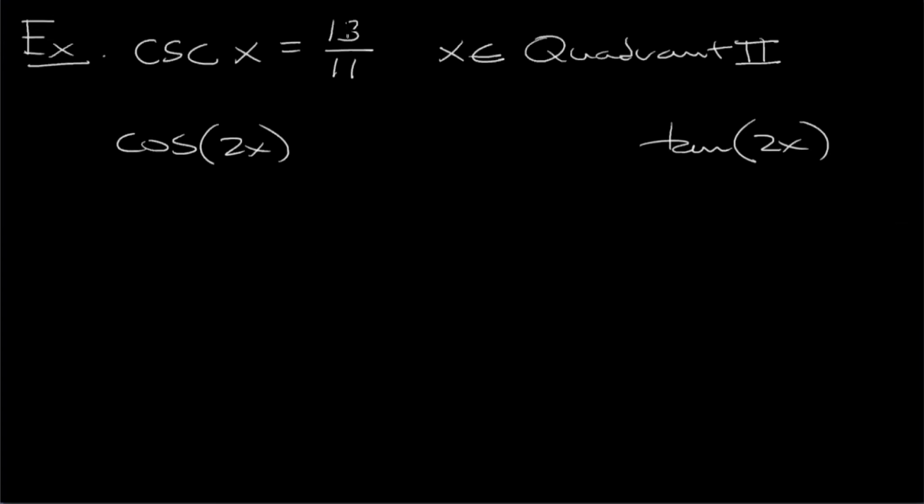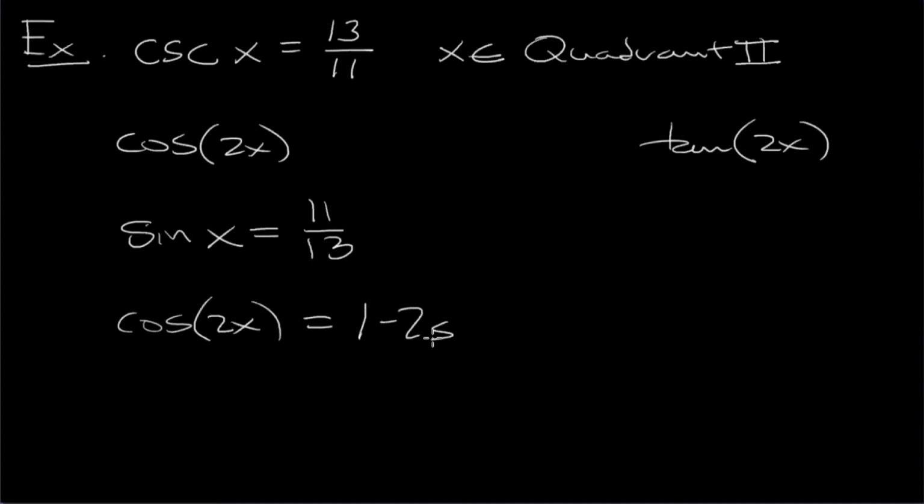If cosecant of x is 13 over 11, what else do I know? A reciprocal is sine. So then the problem becomes sine of x equals 11 over 13. Then this problem is very similar to what you guys were talking about. And the first thing I'm going to want to do is figure out what cosine of 2x is. Well, there's 3 identities I can use for cosine of 2x, and that's what makes this one a little harder. But I only have sine of x. Which identity only involves sine of x for cosine of 2x?